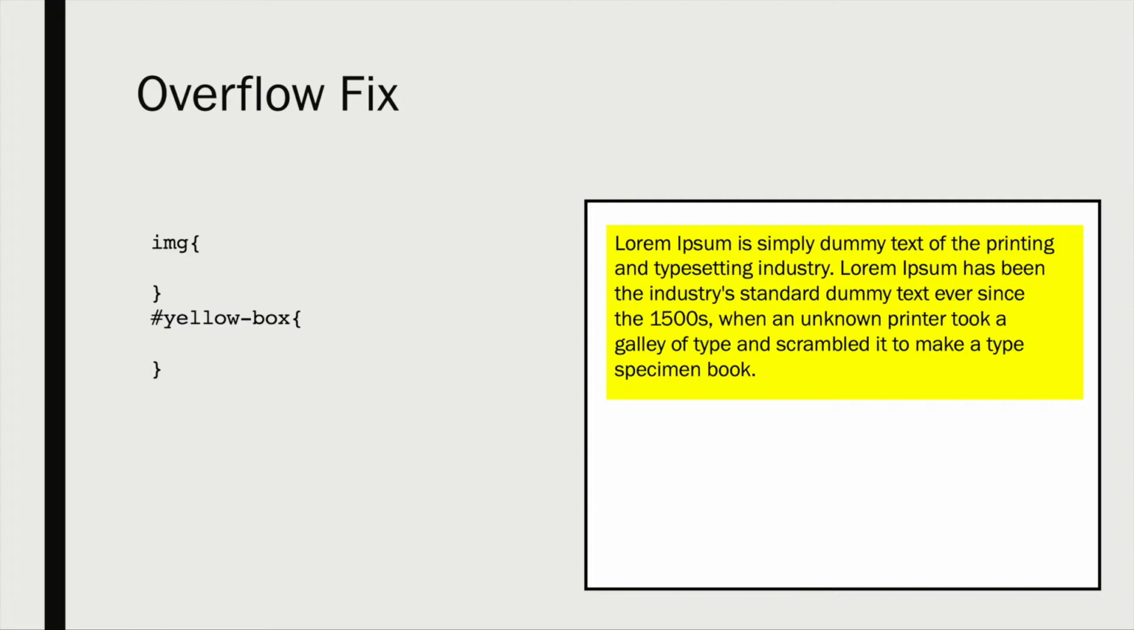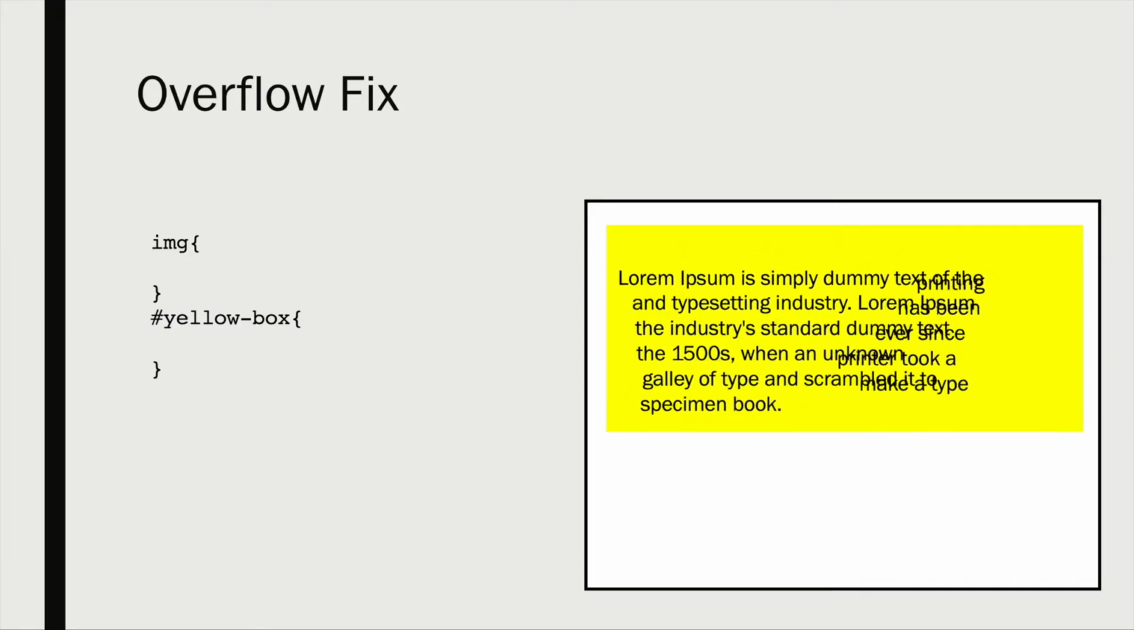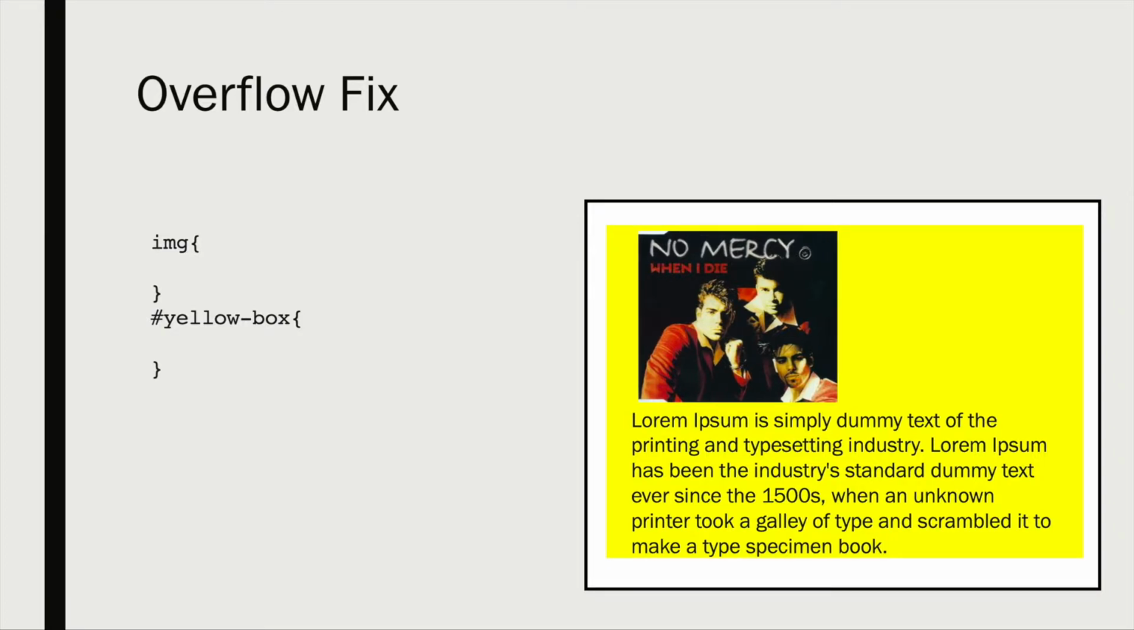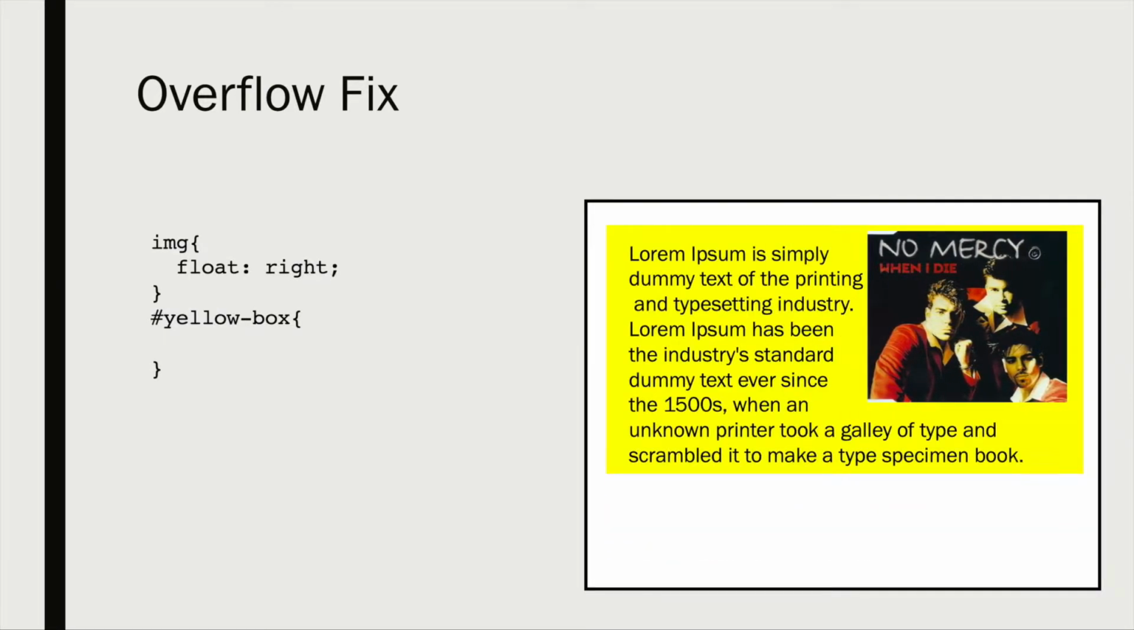However, sometimes you also want to work with an overflow fix, because if you're going to have things floated, you want to make sure that everything is contained. So let's just take this standard example of some text, and let's add an image to it. Okay, the image is there, the text is below it. Well, once we have the image floated to the right, our text wraps around the image, which is exactly what we wanted it to do.